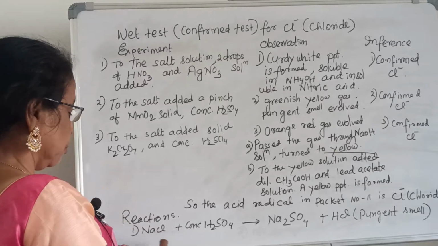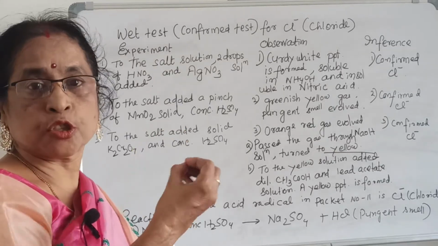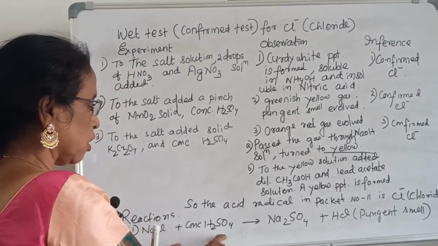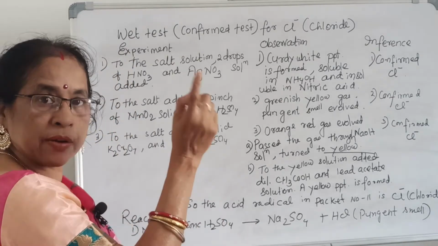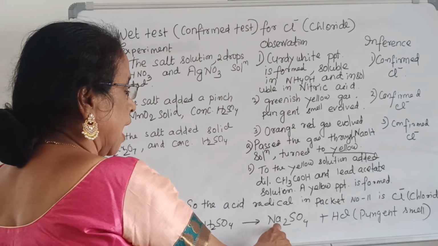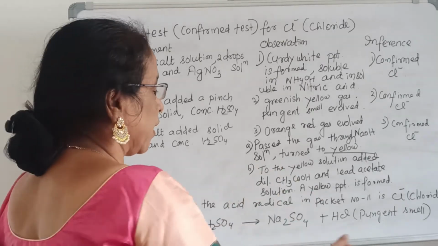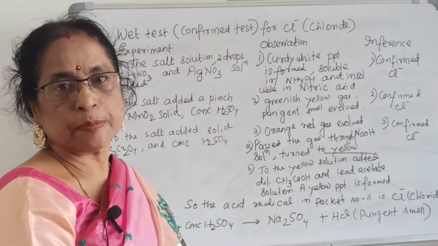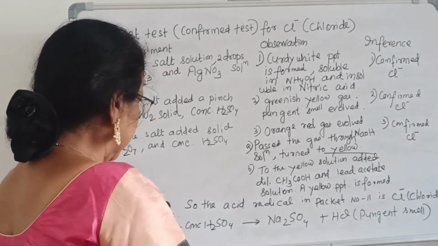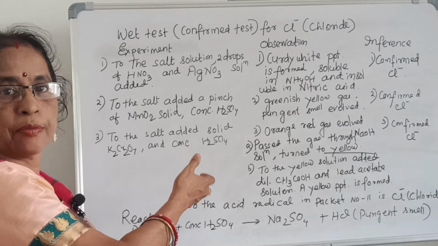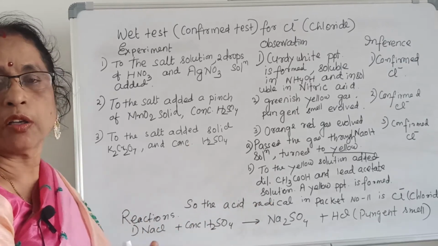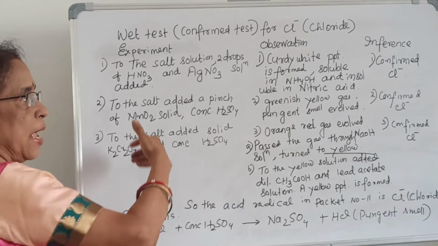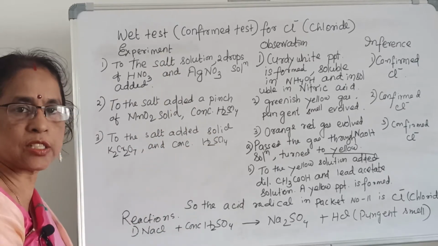So the first: the salt is taken. Let us say the salt is sodium chloride and concentrated sulfuric acid is added. Effervescence takes place, and that gives Na2SO4, sodium sulfate, and HCl, a colorless pungent smelling gas, which is evolved. And after that I will also show you here the other reactions involved in all the types of experiments, in the dry test and wet test also.